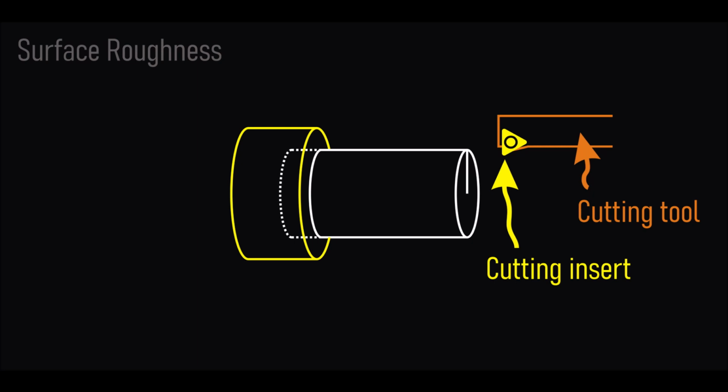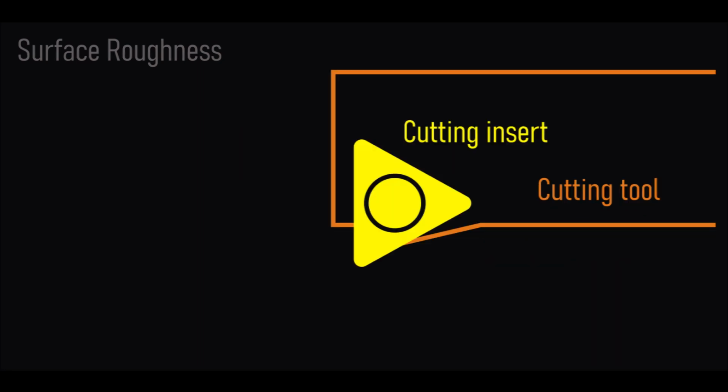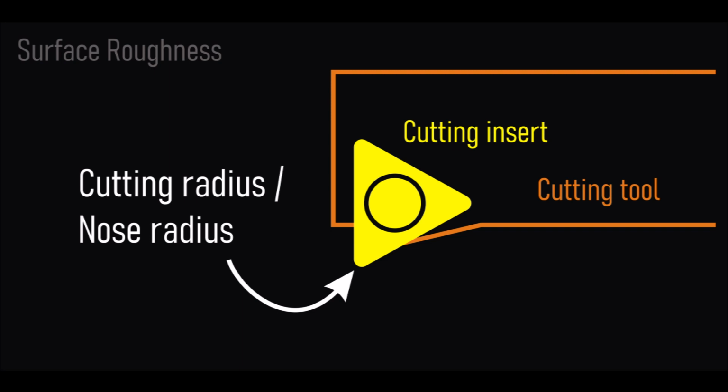Typical rotating speeds go from hundreds to thousands of revolutions per minute. The cutting insert has a specific cutting radius, also called nose radius, which we will call R. The cutting radius is usually expressed in millimeters.